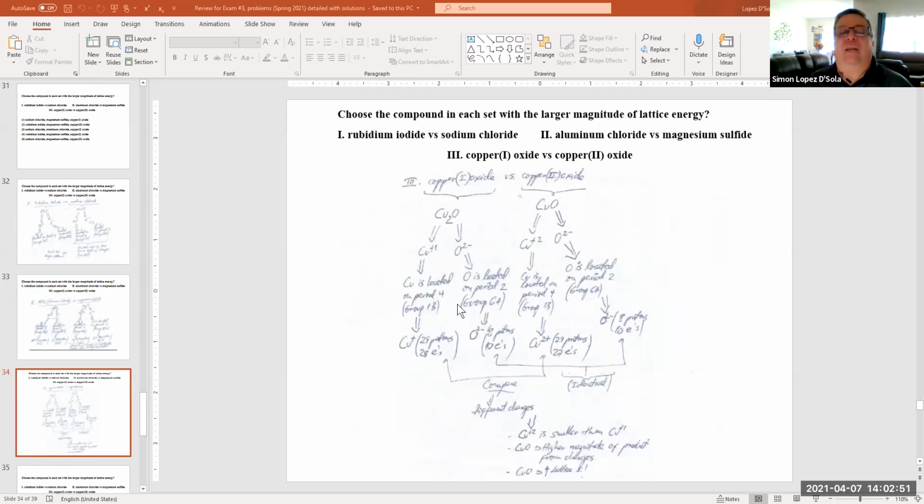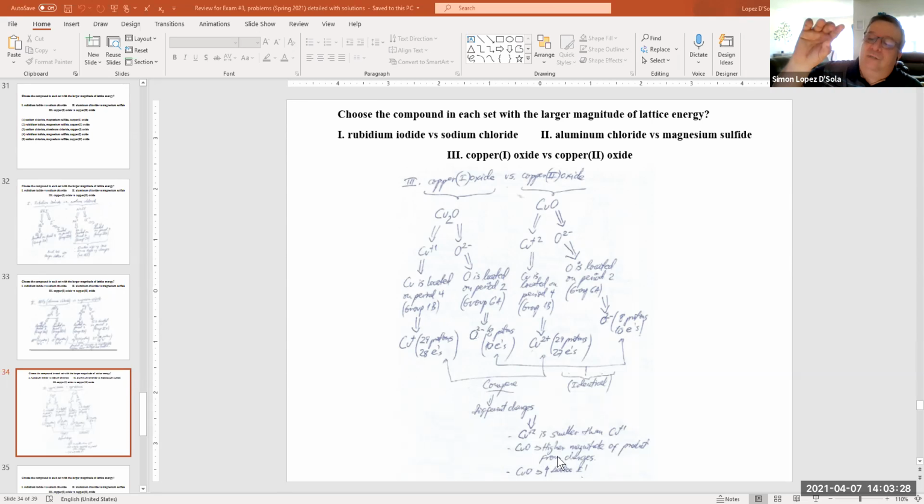Now let's do the analysis for the last one, copper 1 oxide versus copper 2 oxide. In copper 2 oxide and copper 1 oxide, we have the same metal but different oxidation states. Of course, copper +2 is smaller than copper +1, and the oxide ion is exactly the same. So copper oxide, where copper has an oxidation number of +2, has a higher magnitude of product.